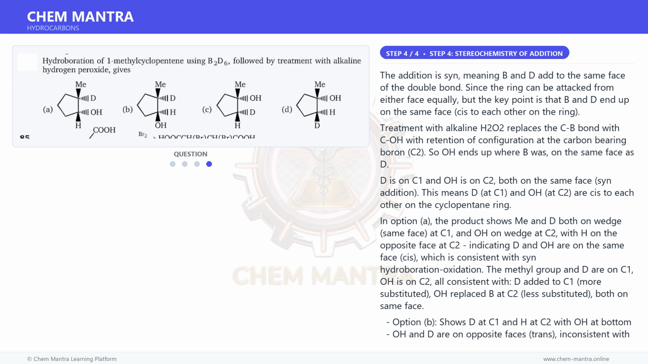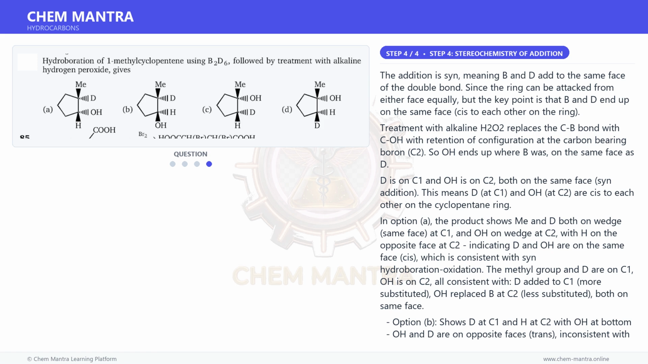This means D at C1 and O at C2 are CIS to each other on the cyclopentane ring. In option A, the product shows Me and D both on wedge, same face, at C1 and O on wedge at C2 with H on the opposite face at C2, indicating D and O are on the same face, CIS, which is consistent with SYN hydroboration oxidation. The methyl group and D are on C1, O is on C2, all consistent with D added to C1, more substituted, O replaced B at C2, less substituted, both on same face.